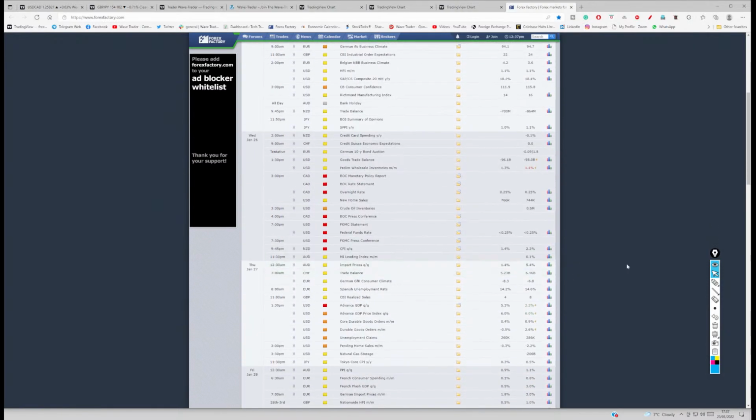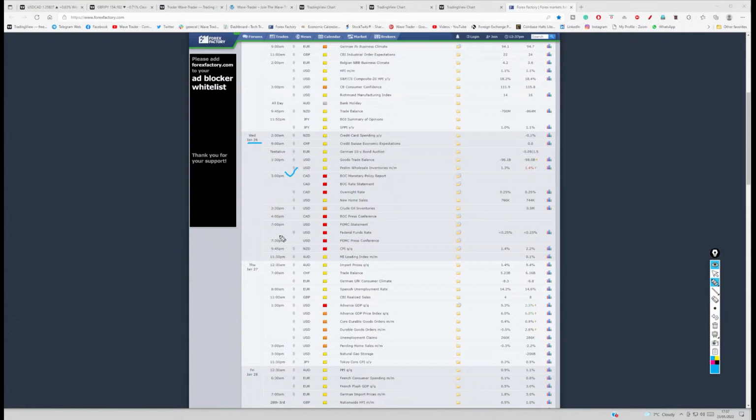On Wednesday, the 26th of January, first going to be the Bank of Canada rate decision, and highly likely they're going to be hawkish too. They are not going to be dovish. So we may see some strength on CAD, but I'm not anticipating huge strength.